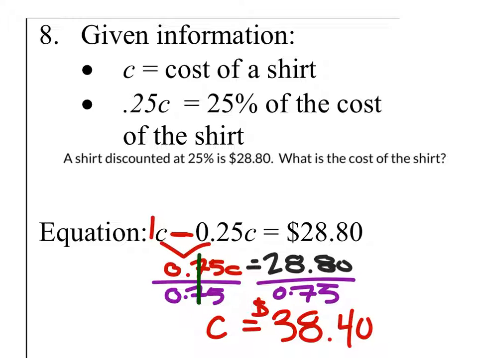$38.40. So we'll write that in after we wrote the problem right account. The cost of the shirt is $38.40.